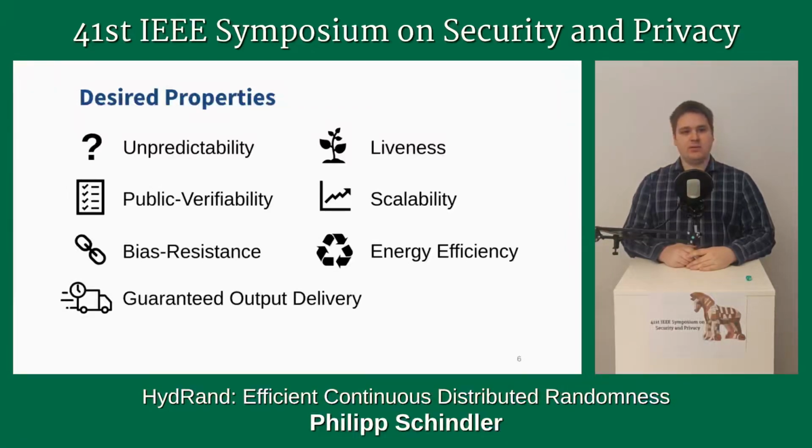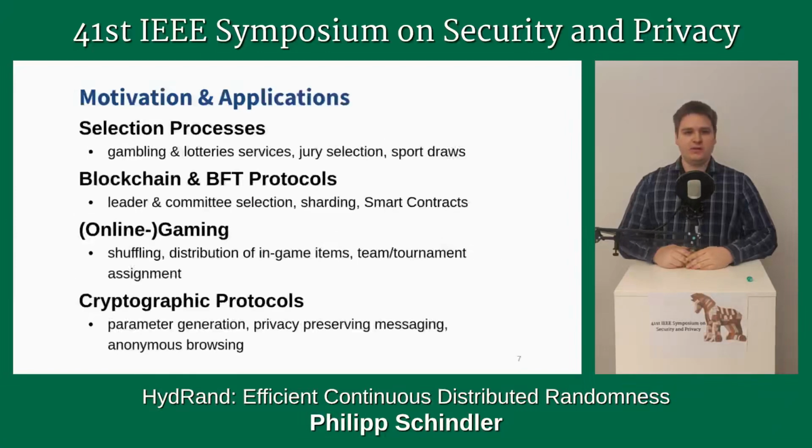Liveness is a traditional property found in Byzantine fault-tolerant algorithms. This property basically ensures that the adversary cannot prevent the protocol from making progress. And of course, scalability and energy efficiency are also desirable properties we set out to achieve. Now that we know what a distributed randomness protocol actually is, let us discuss why it's interesting to look at.